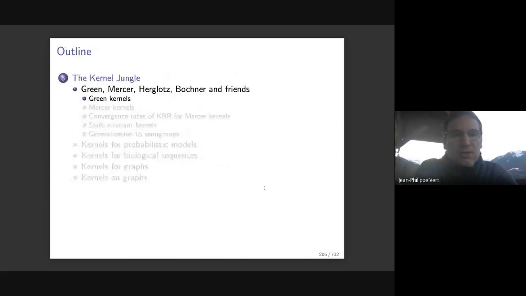So today we're going to discuss specifically what are called Green kernels. It's a bit specific, but this will allow us to make links between the choice of the kernel function on the one hand and the design of a function space to better understand the smoothness properties. And let me directly start with a simple example.